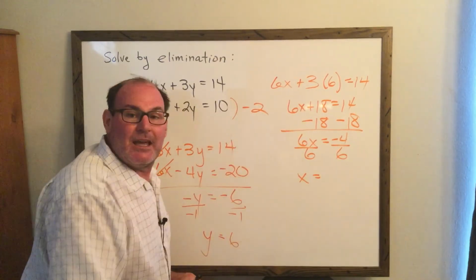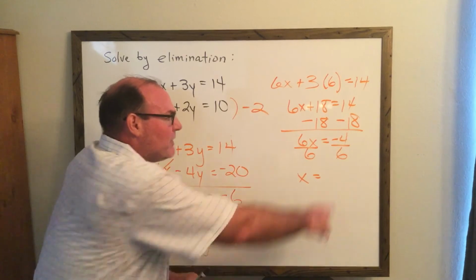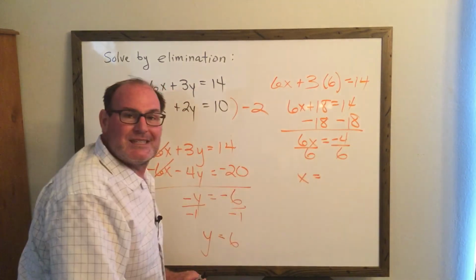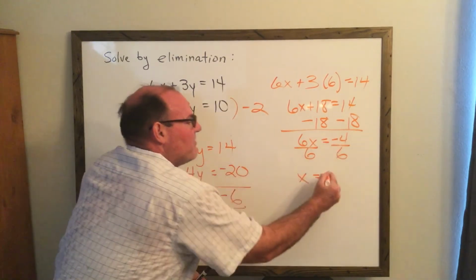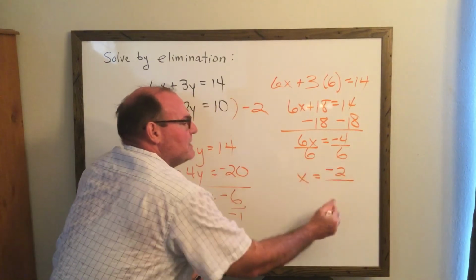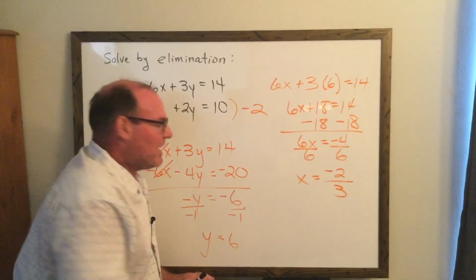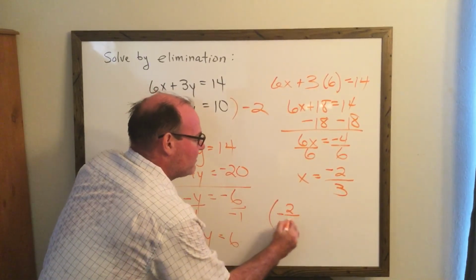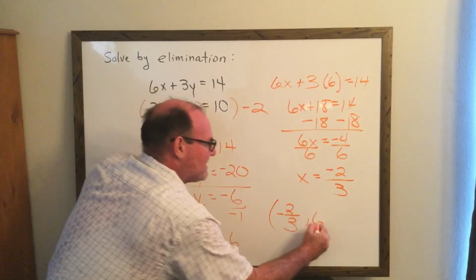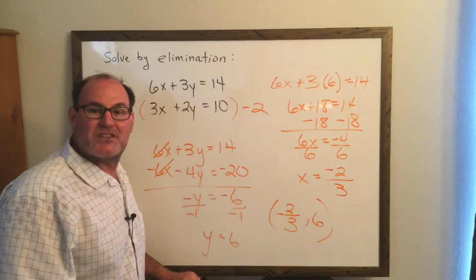So the second thing is always reduce your fractions. So notice 2 goes into both 4 and 6. So 2 goes into -4 and leaves -2. 2 goes into 6 and leaves 3. And that's my x value. So good math notation: my x value is -2/3. My y value is 6. And there's my ordered pair that solves the system.